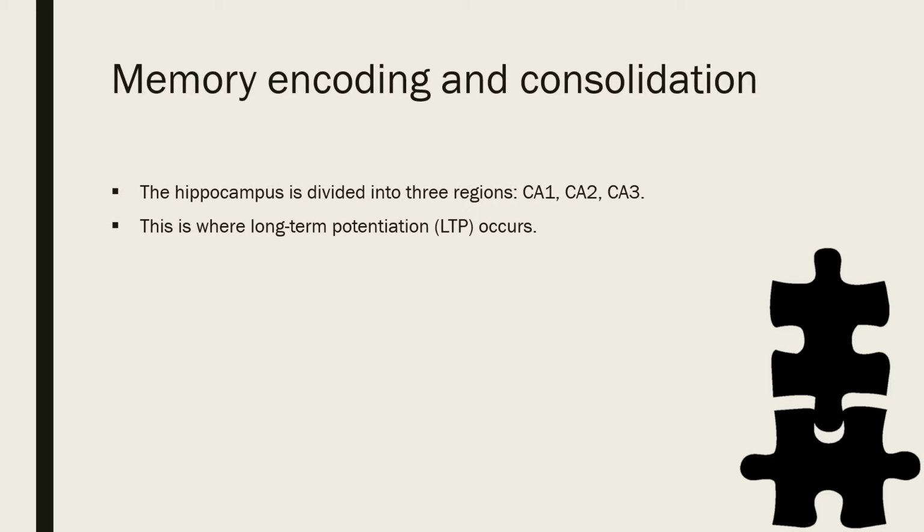Memory encoding and consolidation. So the hippocampus is divided into three regions: CA1, CA2, and CA3. They form a trisynaptic loop, which is the processing center of long-term memory. Long-term potentiation, or LTP, which is a form of neuroplasticity, occurs in the hippocampus, and LTP is a vital brain mechanism involved in memory storage.